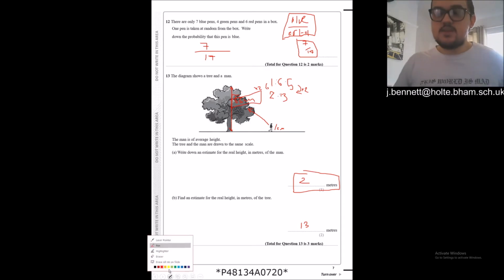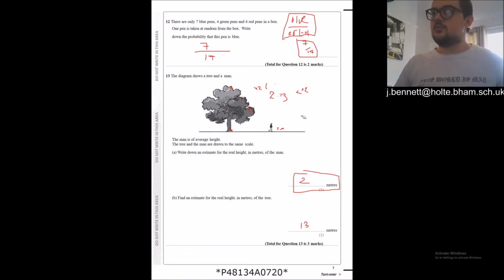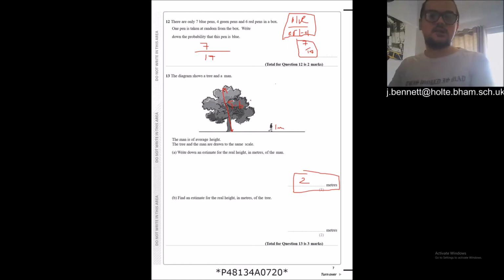So when you actually measure it yourself, let's rub all this out. Let's rub that out as well. It's taking a little while. So we measure our little man, and we get 1. You measure your tree, you get somewhere between 5 and 6. The scale factor is somewhere between 5 and 6.